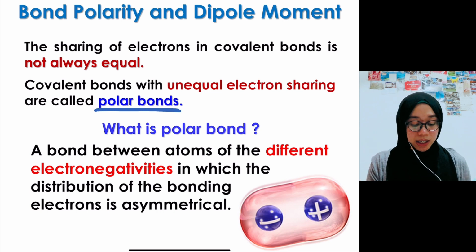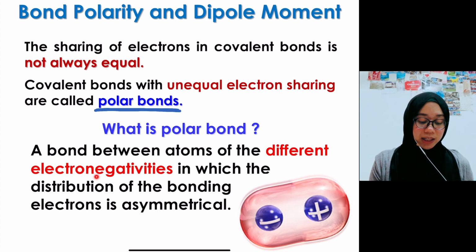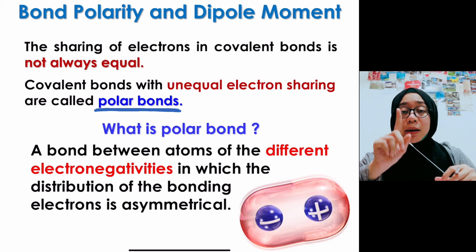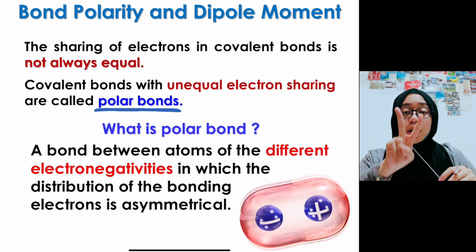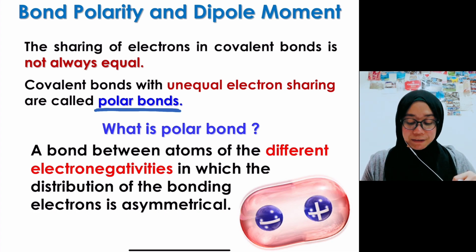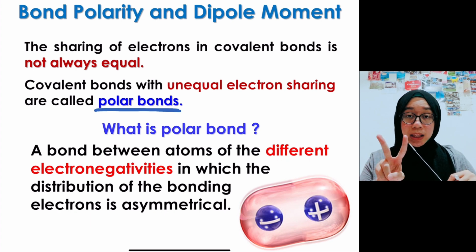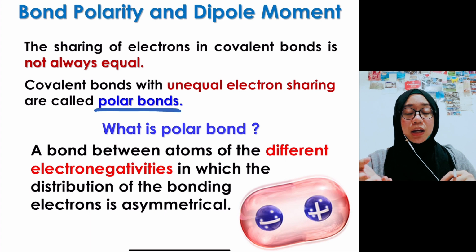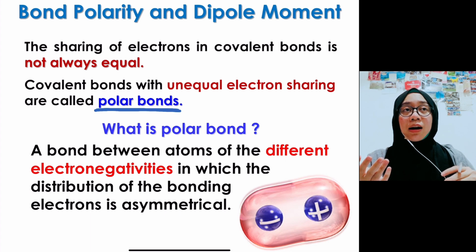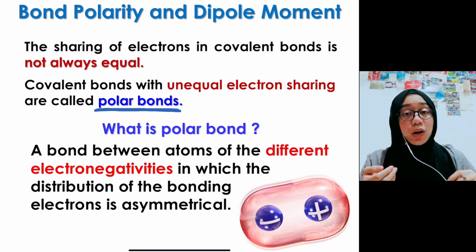So it depends on the electronegativity. Okay, so bear in mind polar bond mestilah antara dua atom with different electronegativity. Okay, dua atom with different electronegativity. Tapi kalau yang atom yang sama, electronegativity dia sama, therefore that is not a polar bond lah.